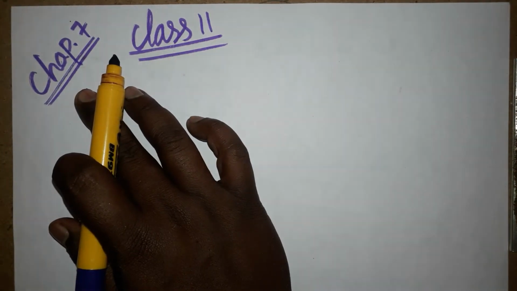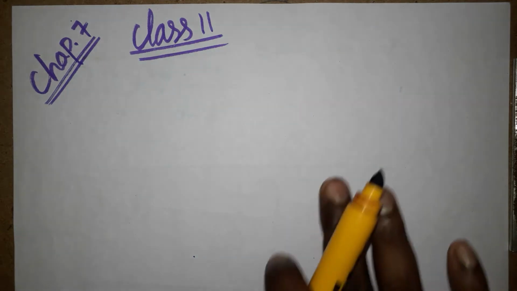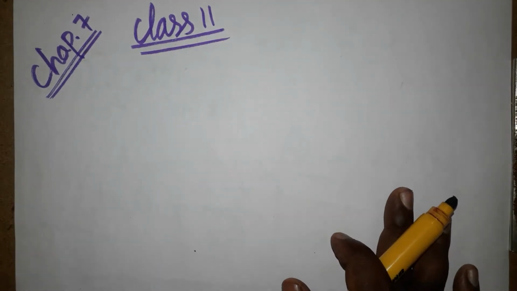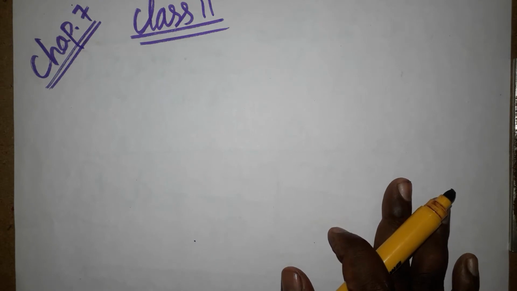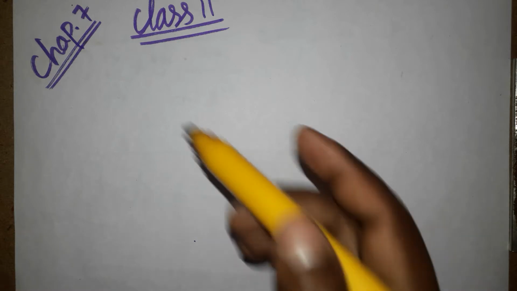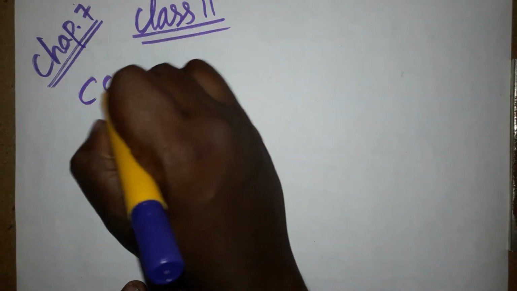Students, today we are going to learn Class 11 Chapter 7, Rotational Motion. All the formulas of system of particles and rotational motion we are going to discuss. It's very useful, so it is very easy to revise the chapter also. The first thing, system of particles, is the center of mass.